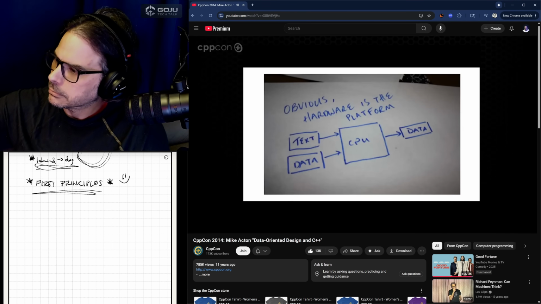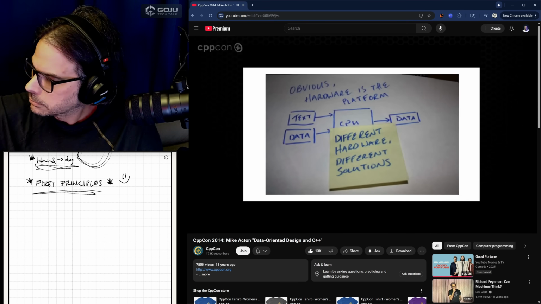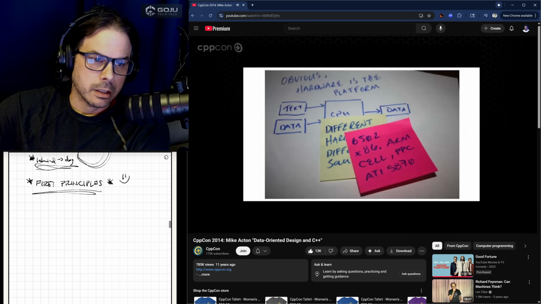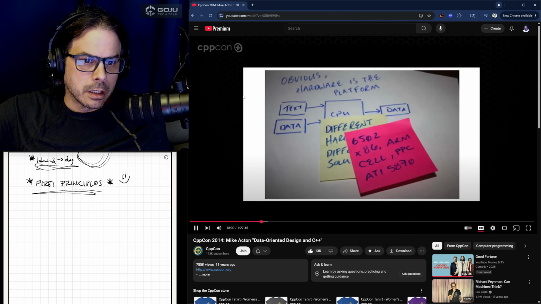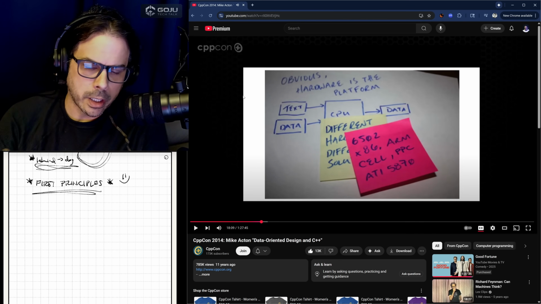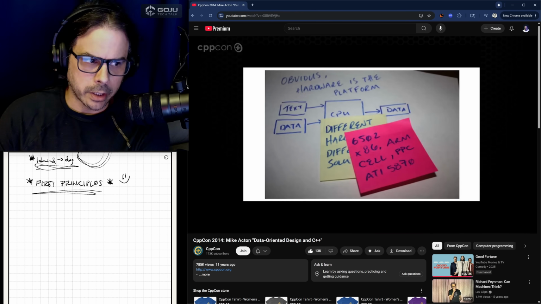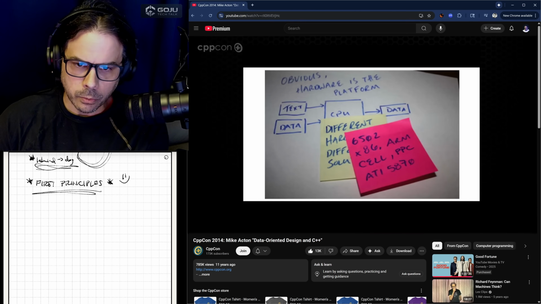Like, that's the point. Different hardware, different solutions. You have a different set of hardware. The solution is by necessity going to be different. Yes. If I'm programming for a 6502 versus a Cell, this is exactly what I'm saying about the difference between large language models and small language models. It's totally different because the hardware is the platform.